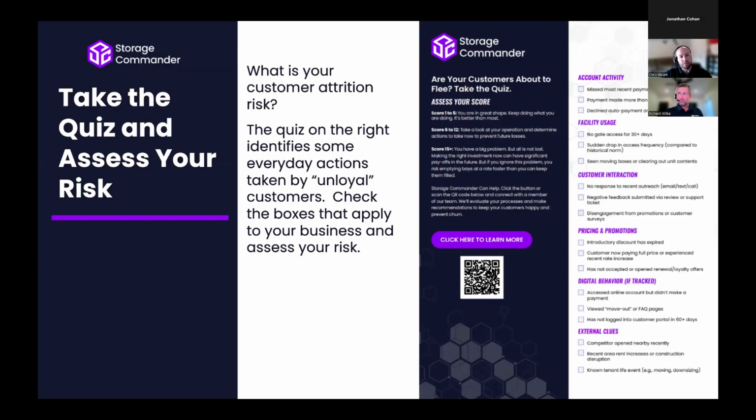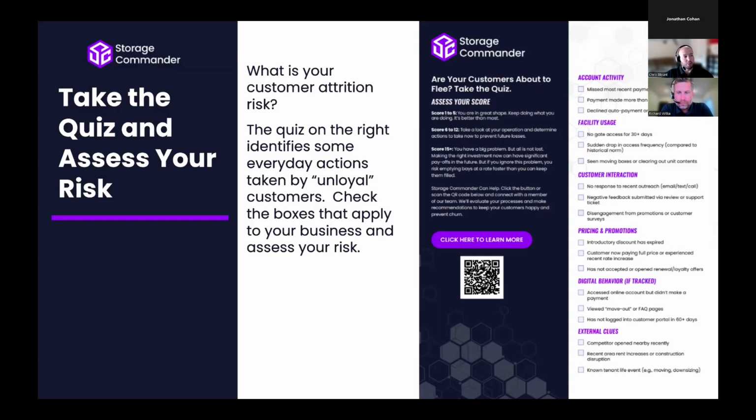You can, if you did not receive this, scan the QR code. It'll take you to a place where you can learn more as well as take the quiz. But when you score this quiz, in a perfect scenario, you'll be in that 1 to 5 checked boxes range. That means you're in great shape and you have all the tools and the technology in place. It doesn't mean that you can't improve that, and we are certainly here to help you with that. But it means that you are doing a great job.